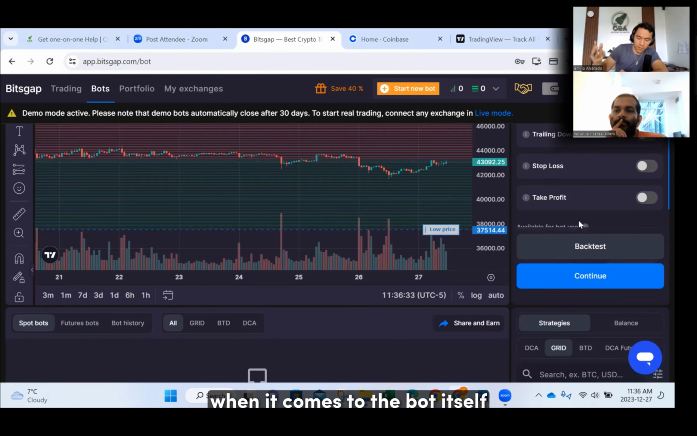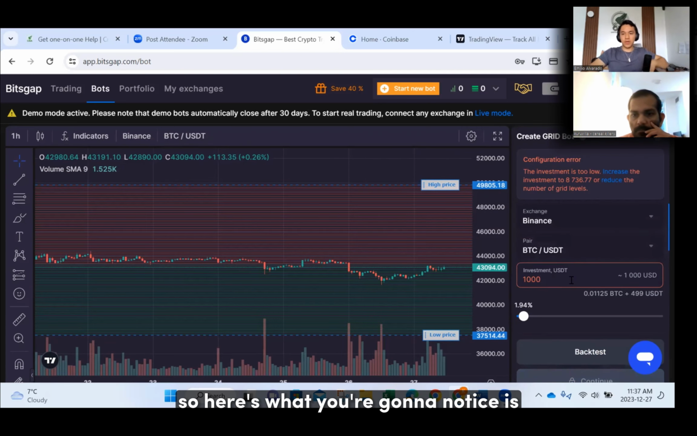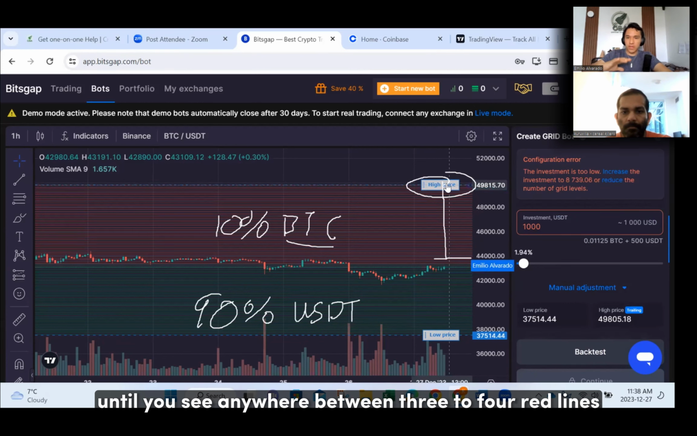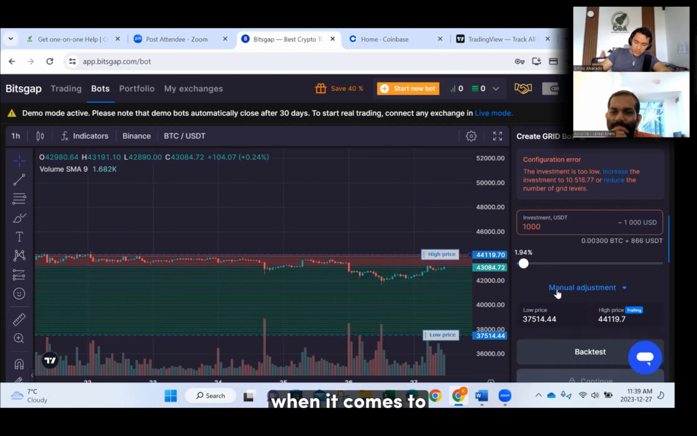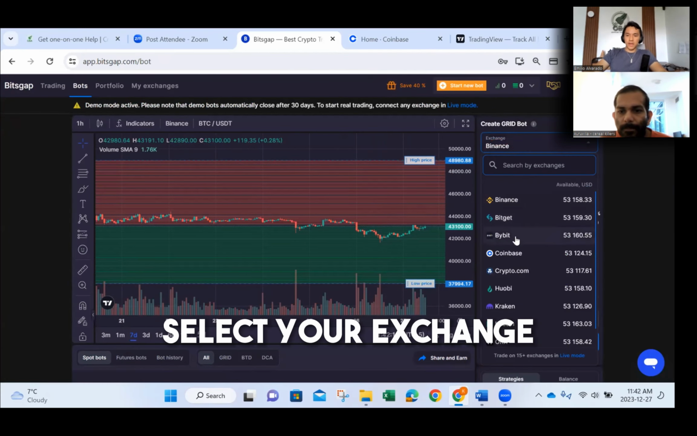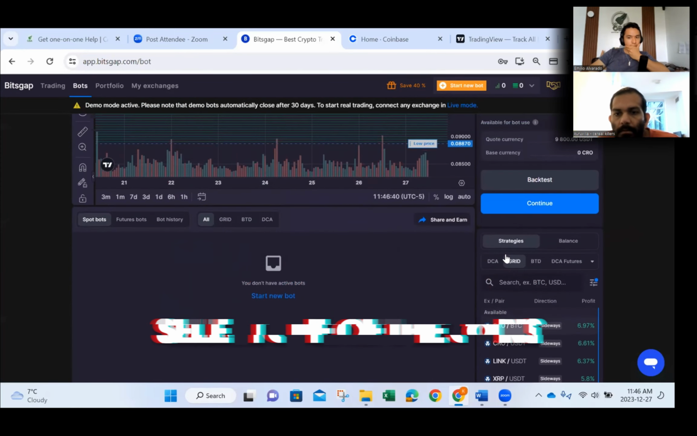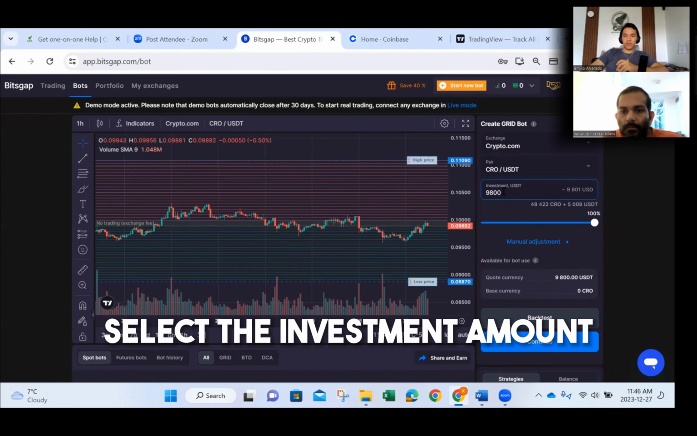When it comes to the bot itself and how you're gonna approach this, here's what you're gonna notice: by taking the high price and moving it all the way down until you see anywhere between 3 to 4 red lines. So something like that, I would say. When it comes to the exchange that you will want to select, click on exchange. Now select the investment amount to, like we said, $1,000.